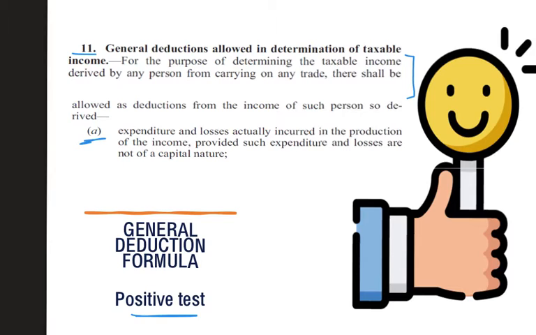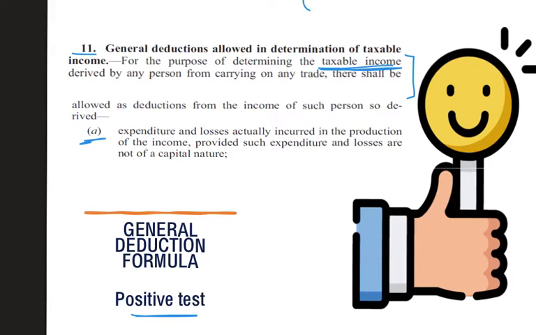that part in bold that tells us we are now going to be considering general deductions allowed in determination of taxable income. And then if we start reading section 11A, it says, for the purpose of determining the taxable income, all right, so what you now need to think about is, okay, taxable income means the amount that we calculate using our framework for the calculation of taxable income.